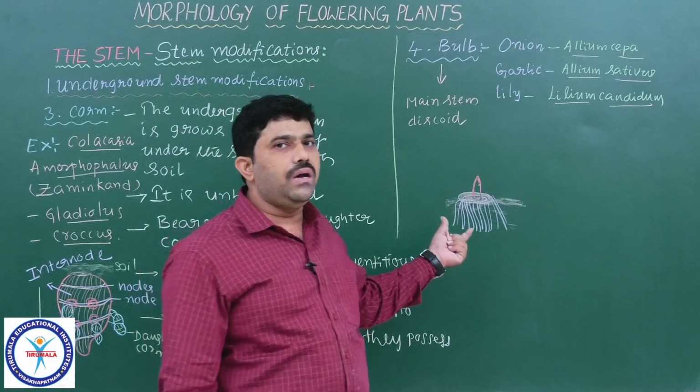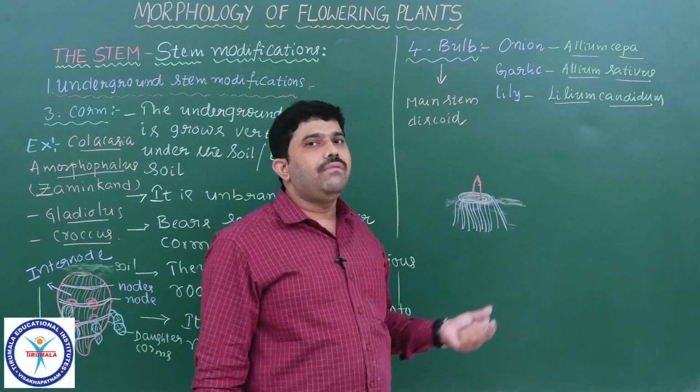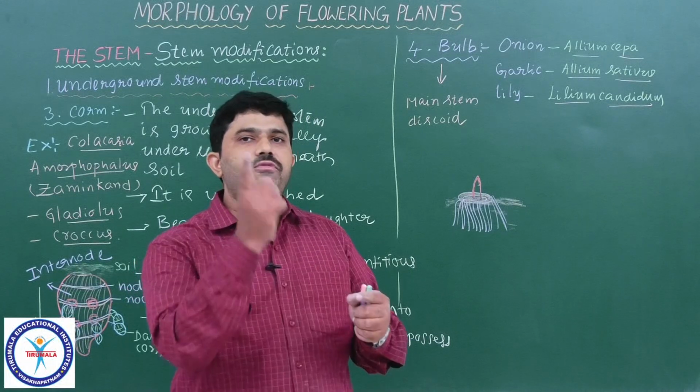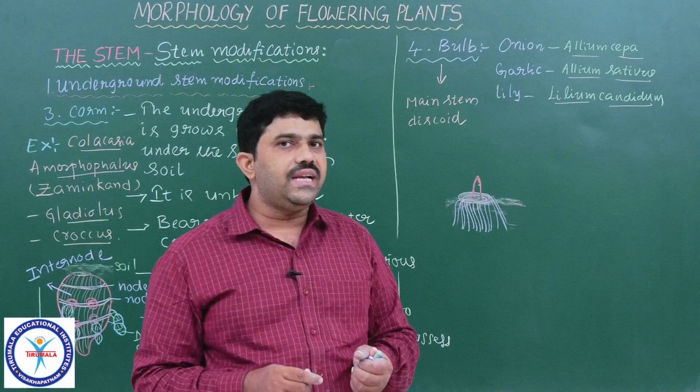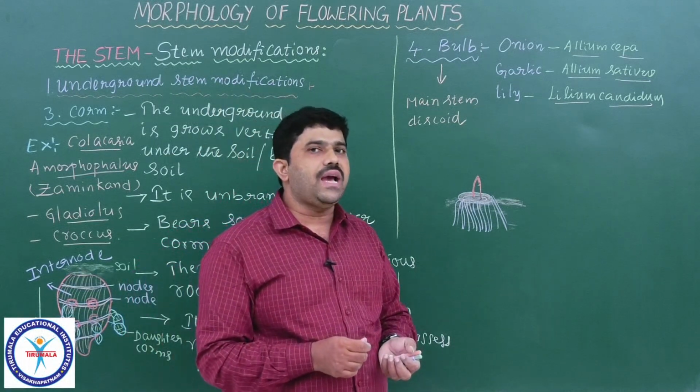In the inner region of the bulb, we have leaf bases. All the leaf bases are radially arranged, and they are fleshy and store food materials. That's why they are edible.